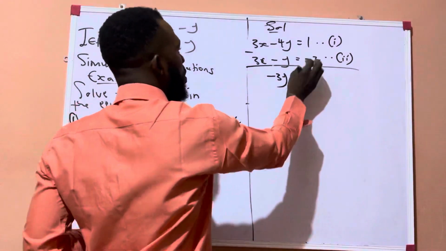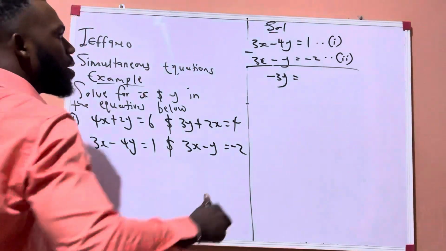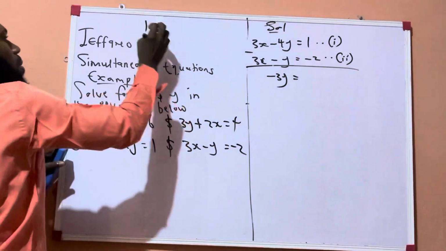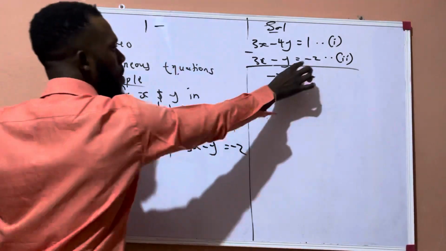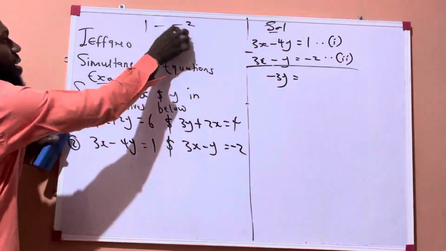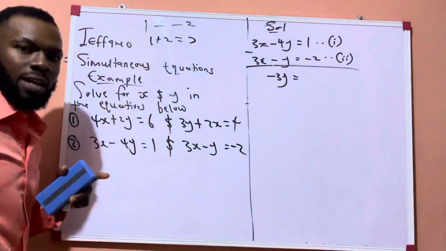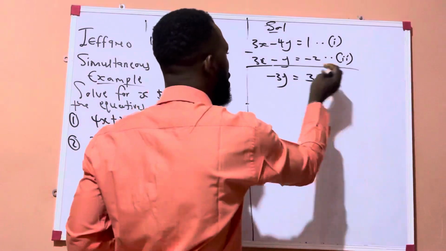Now, equal to. What do I have here? You know, I like bringing them out so that you see how it works. Now, I have 1 minus minus 2. Minus times minus gives us plus. What do we have? 1 plus 2. And what is the answer? 3. So automatically I have 3 here.